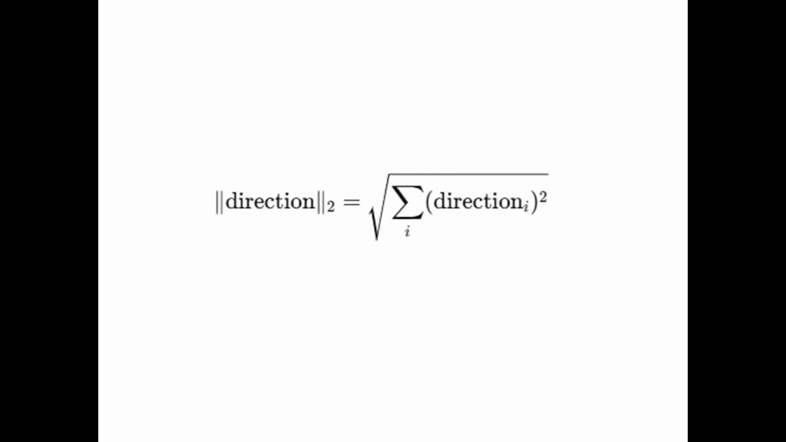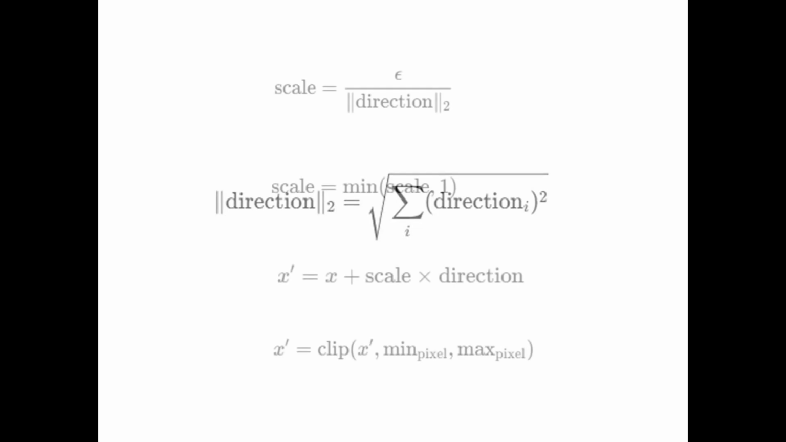The next step is to calculate the L2 norm of the direction. The L2 norm measures how far the current pixel value x is from the target constant value t. The L2 norm of the direction is calculated with the formula displayed on the screen, in which direction i represents the difference between the target contrast value and the current pixel value for each pixel. The sum is taken over all the pixels of the image. This step gives a measure of the magnitude of change, how much the contrast of the image needs to be reduced.